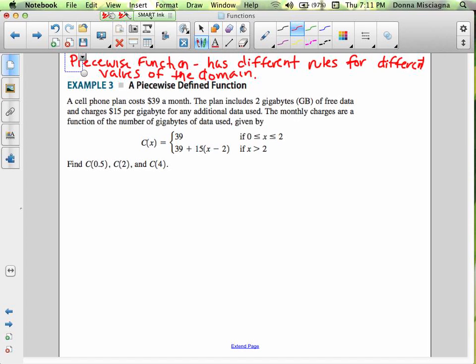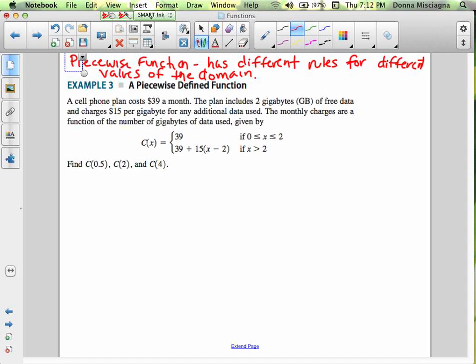A cell phone plan costs $39 a month. You're probably used to seeing that, where you have a fee for a plan, so long as you don't use more than a certain amount of data. So here, the plan includes 2 gigabytes of data. You can't use a negative amount, obviously, but you can use no data. Good for you, I've never managed that. And you can use up to, including, 2 gigabytes of data, and you pay $39.